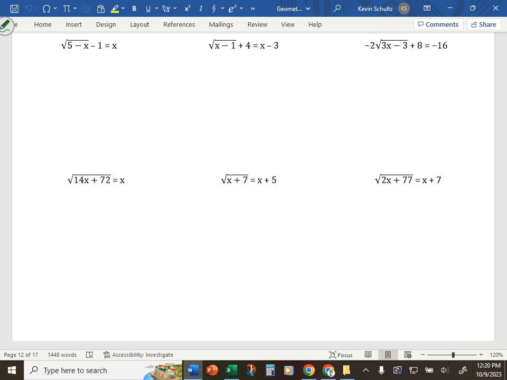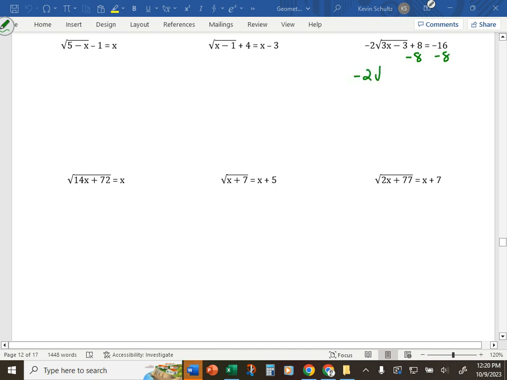What are we doing first? Goal. We want to get the root by itself. Yes, and how do we start that? What's our first step in the process? Minus 8. Okay, subtract 8 from both sides. And that gives us -2 times the root of 3x minus 3 equals -24.